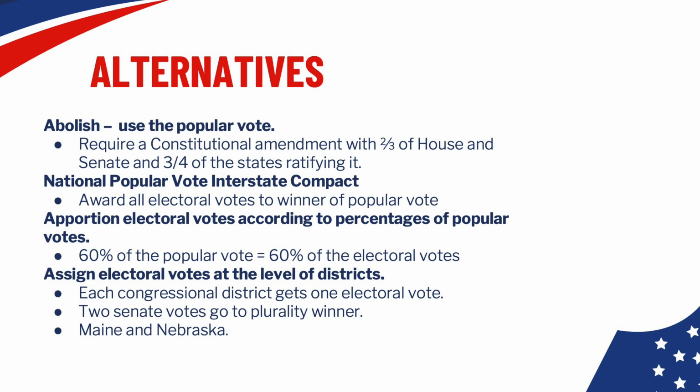Another way would be to apportion electoral votes according to the percentage of popular vote. So, for example, if a candidate won 60% of the popular vote, they would end up getting 60% of the electoral votes. And lastly, something you could do would be to assign electoral votes at district levels. This is something that's currently done in Maine and Nebraska already, but it would divide up the electoral votes within a state into district-wide elections so that it is less of a winner-takes-all situation and the electoral votes are more proportionally assigned to the districts.